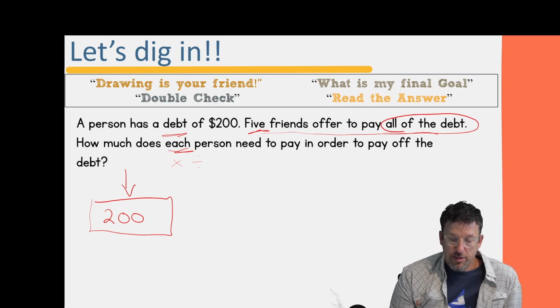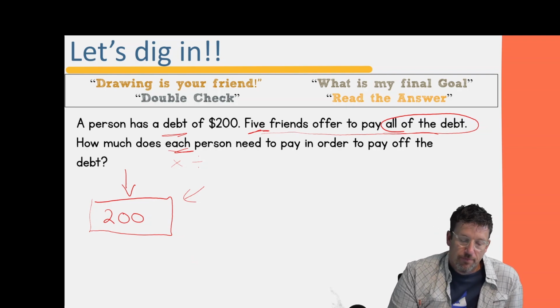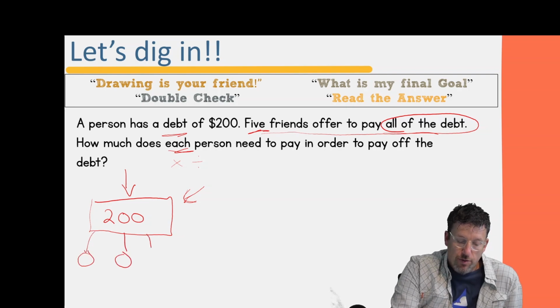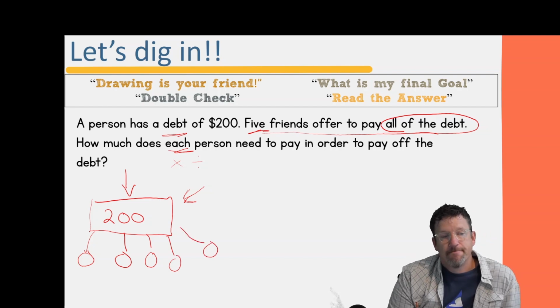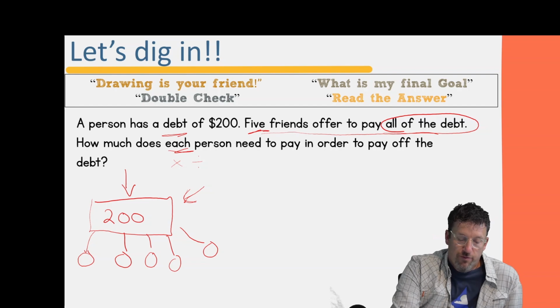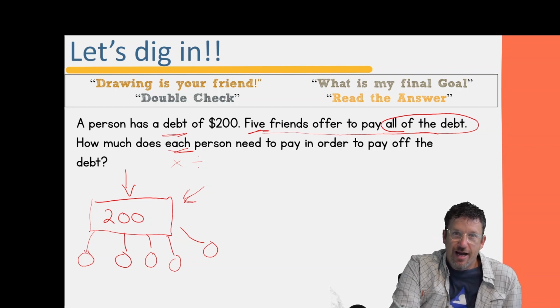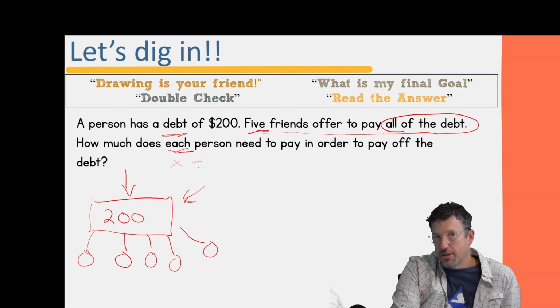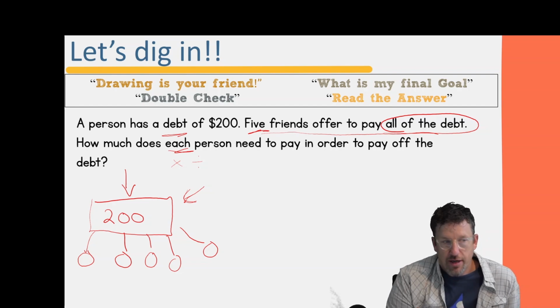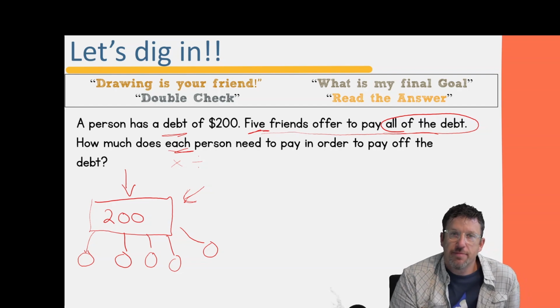So each one of them is going to pay the same amount of money. So they're going to pay a part of the 200, an equal part. So if we're taking a bigger number and we're breaking it into 5 equal parts, how much money is each person spending? Okay. Well, if we take a number and break it into 5 equal parts, that's where you got to start thinking about which of the operations am I going to use?